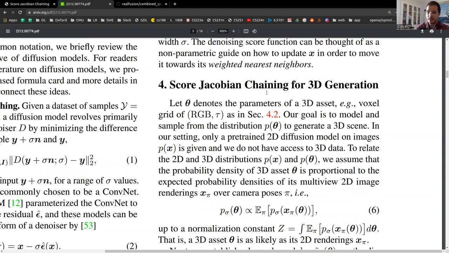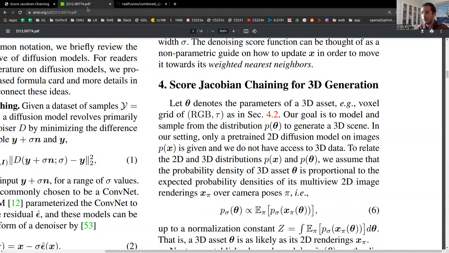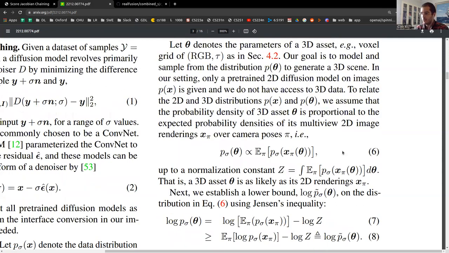On equation 6, I've talked about the 3D score before, and the 3D score is proportional to the average of 2D scores. When it's a random variable, it's referred to as expectation. So this actually is the expectation. At first, I called it the sum or the average, but because these are random variables, it's called an expectation. So let's move on to equation 10.